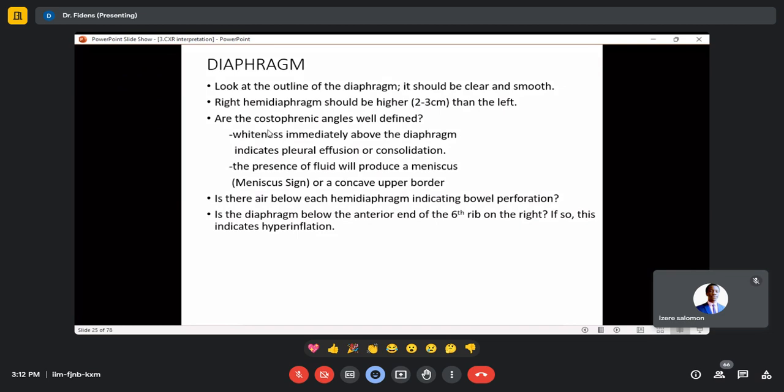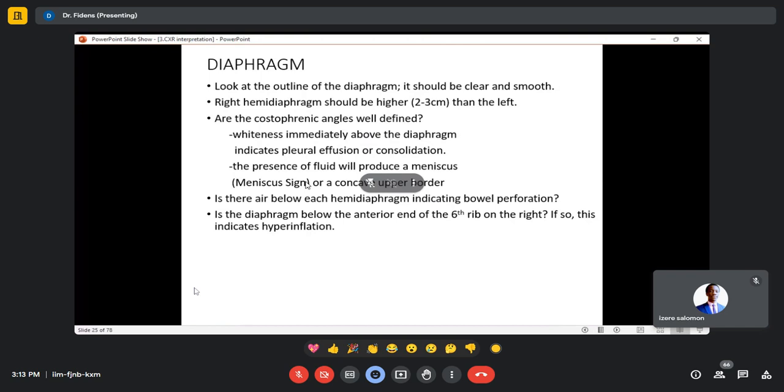And you have to ask yourself if the costophrenic angle is well defined, with a very sharp angle. The whiteness immediately above the diaphragm makes you think about opacity in the lung, or if there is any pleural effusion or consolidation. The presence of fluid will produce a meniscus sign. Do you know what a meniscus sign is?